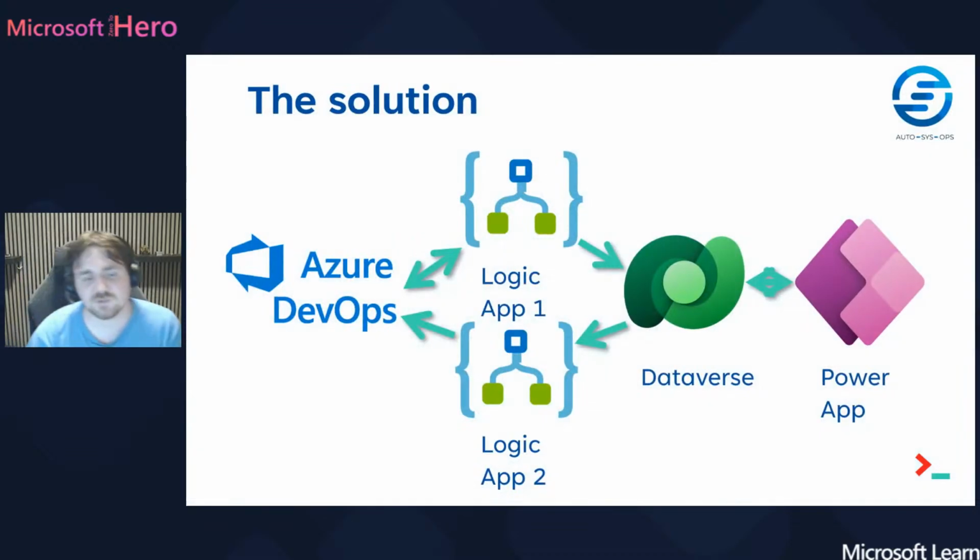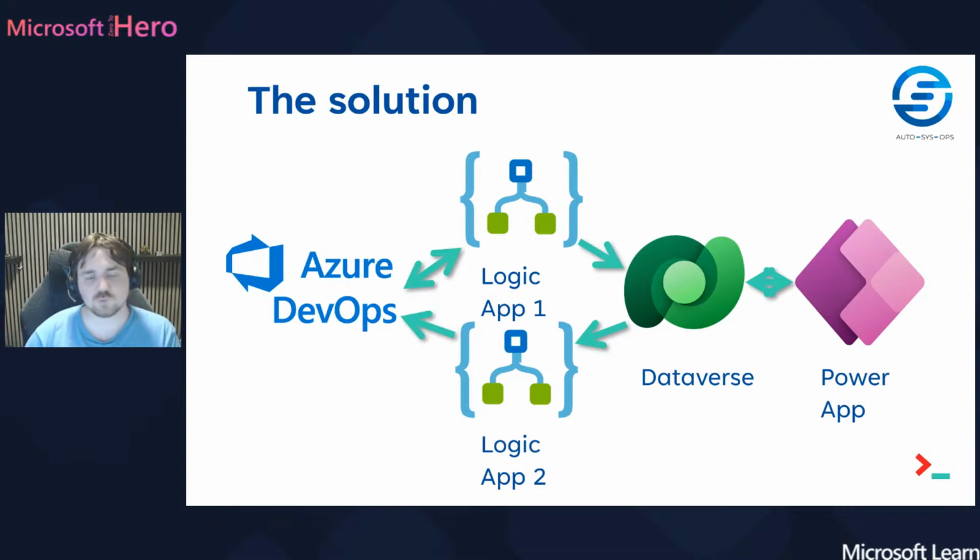Now, let's dive into how it actually works. This solution uses several different things. At the left, we're using Azure DevOps. At the right, we're using Power Apps, what you just saw. But in between, we're using Logic Apps, which is a service in Azure, which uses low-code automation to do some stuff. And I'm using a Dataverse to store some data.